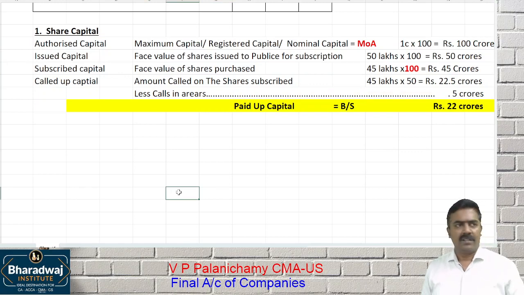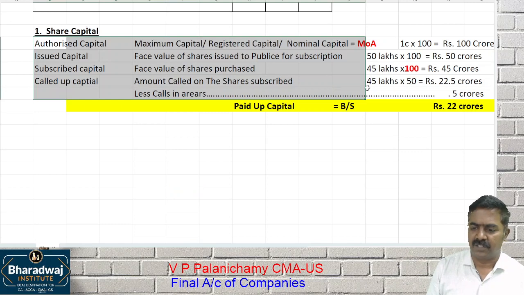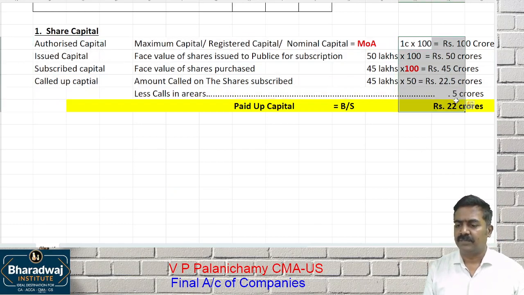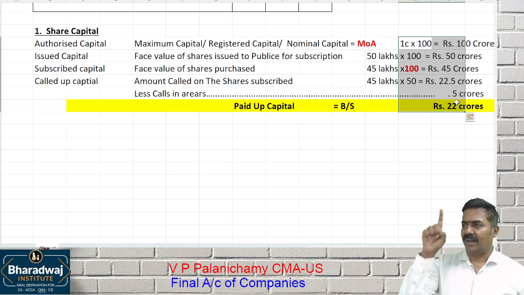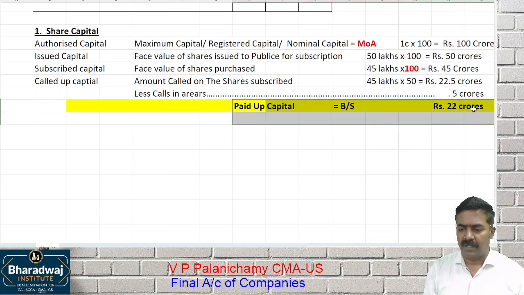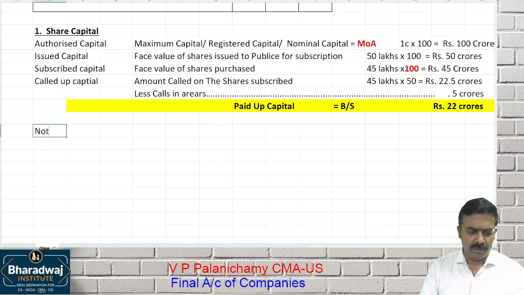Everything must be shown as notes to accounts. There will be a balance sheet, and in that, notes to accounts number 1 will have all this information. Wait. Can all these amounts be equal? It can be. Let's say my company has an authorized capital of 1 crore shares of 100 each, all issued, all subscribed, all called up, all paid up. Now authorized will be equal to issued, subscribed, called up and paid up capital. But paid up capital can never be more than which capital? Authorized capital.